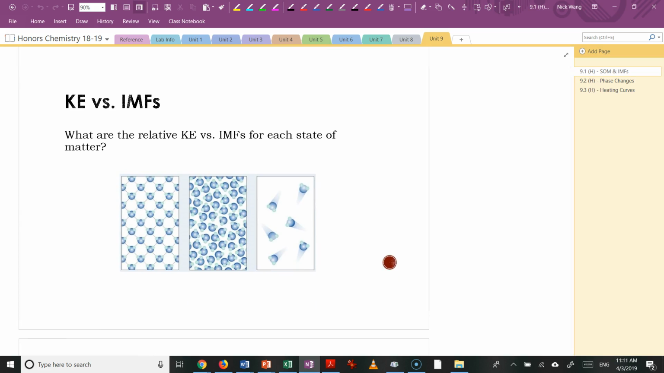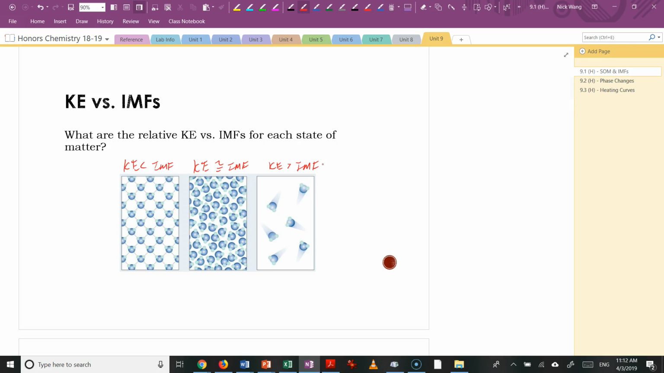So again, the basic fundamentals here. It looks at the states of matter. You have the solid, liquid, and gas, from the left, middle, and the right there. So what are the relative kinetic energies and IMFs for these? In the solid, the kinetic energy is going to be much, much less than the IMFs that are present. As a liquid, they're comparable, so approximately the same as the IMFs. And then on the far right, the kinetic energy is much, much greater than the IMFs that are present, the intermolecular forces that are keeping them held in place.